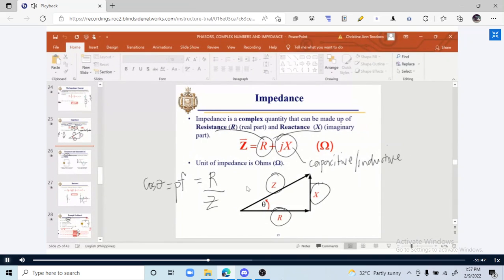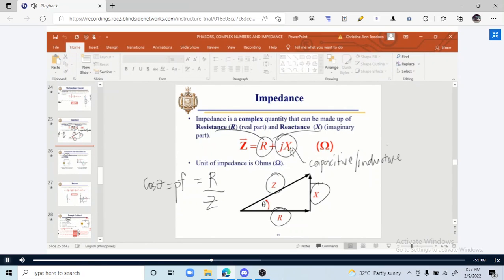Okay? So for the impedance, it is a complex quantity that can be made up of resistance, which is the real part, and the reactance, which is the imaginary part. So if we go back to our idea on complex numbers, which form of the complex number has the real part and the imaginary part? Which form of complex number? Rectangular form. Very good. So herein, Z is equal to R plus jX.